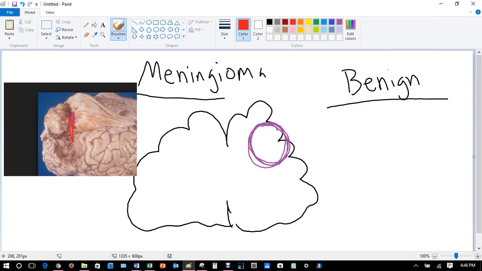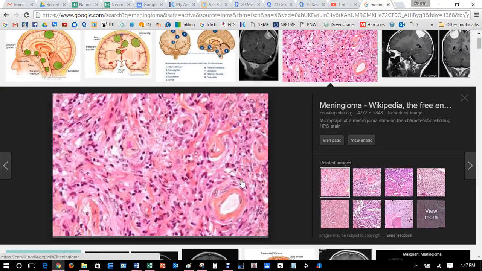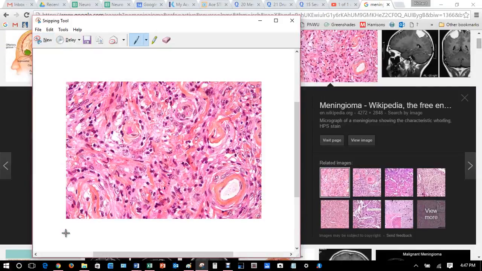Histology, you're going to see spindle cells. I'm going to go ahead and type in meningioma. Here we go. Yep, and that's a micrograph of a meningioma. Let's take a little picture here and then describe it.